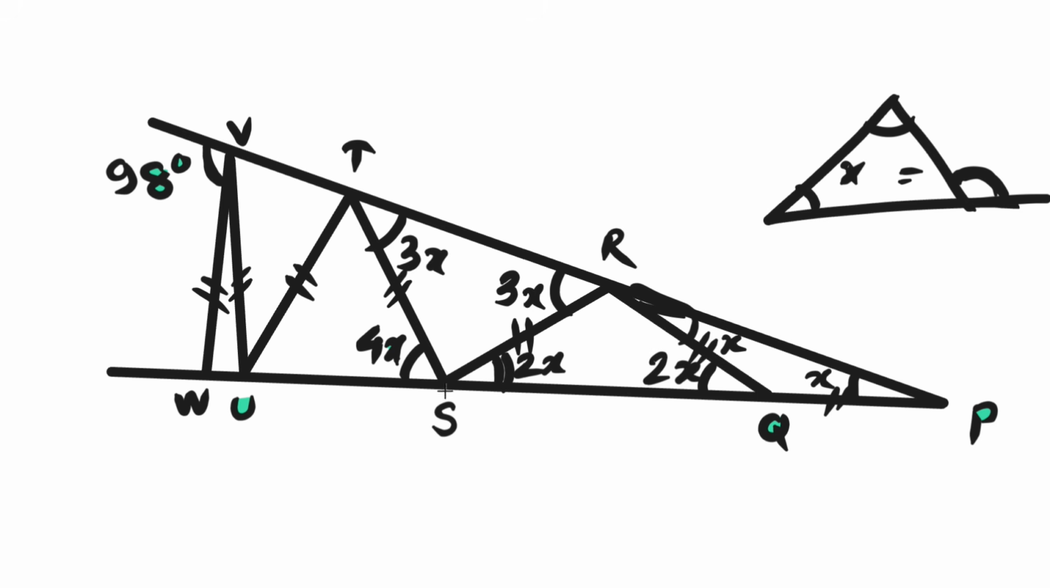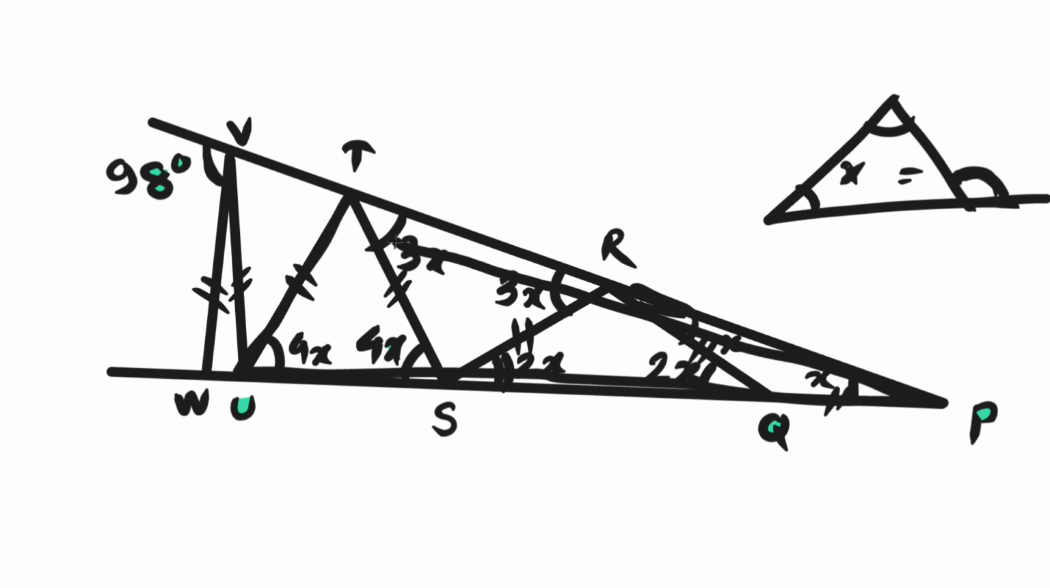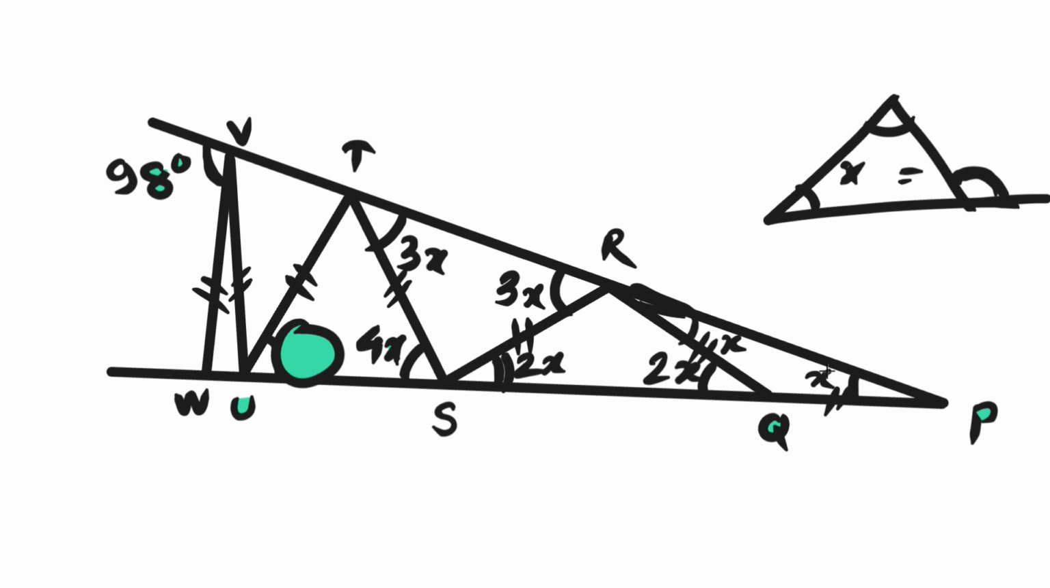Now, let's continue. Consider triangle STU. The marked segments ST and TU are equal. So triangle STU is isosceles. Therefore, its corresponding base angle is also 4x. Now we move to the larger triangle PUS. Applying the exterior angle theorem once again, the two remote interior angles are 4x and x. So the exterior angle becomes 4x plus x, which equals 5x. Therefore, the next exterior angle is 5x.